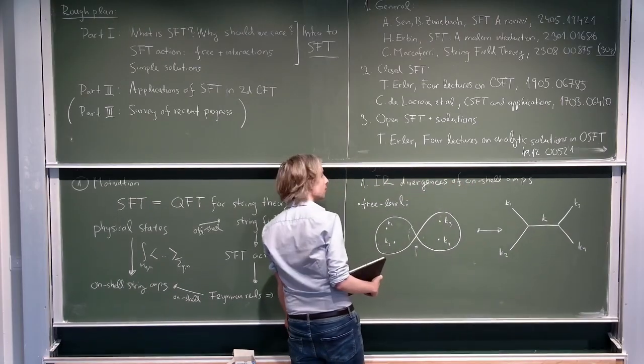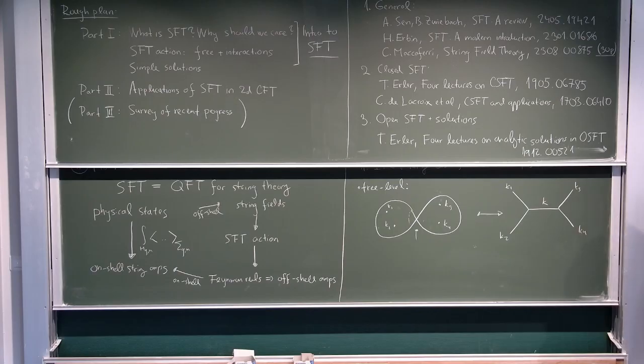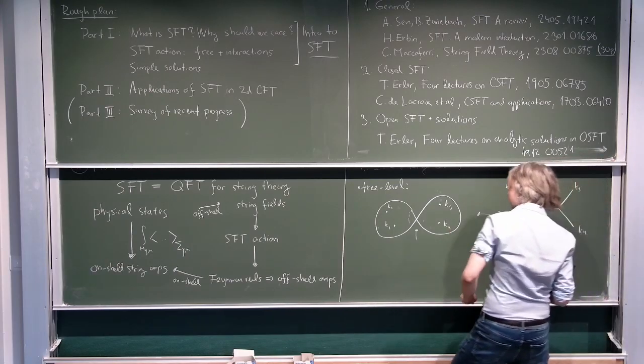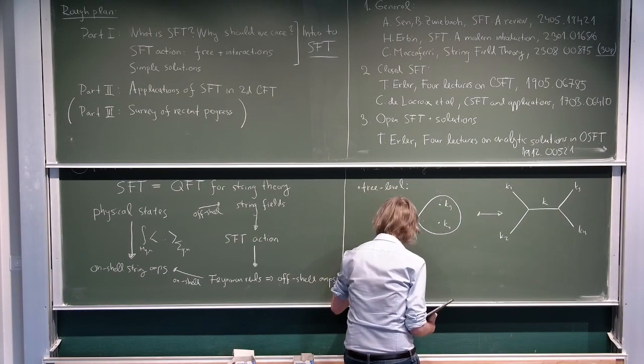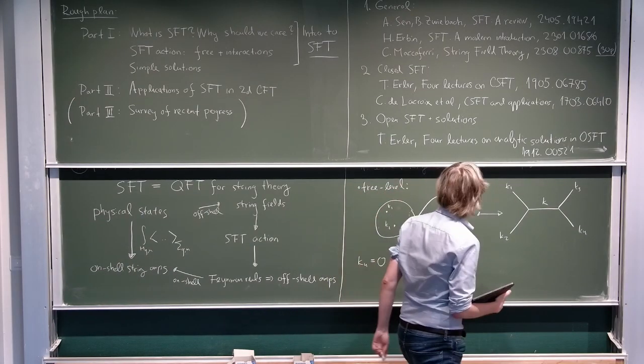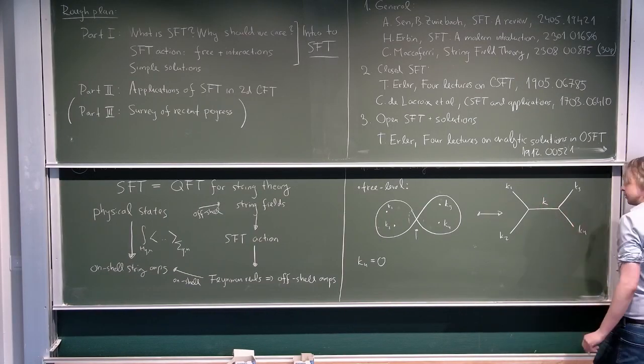But now, when there are massless particles in the theory, I can in principle choose one of the external momenta, let's say k4, to go to 0. So let's see what happens then. If k4 goes to 0, then by momentum conservation, k becomes equal to k3.